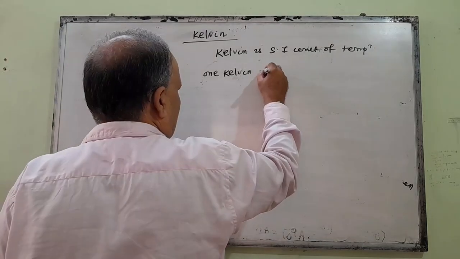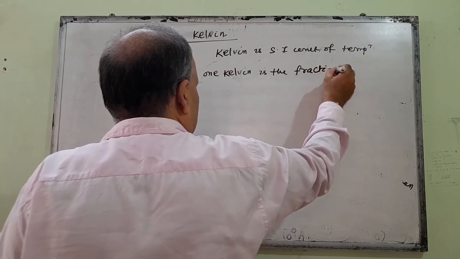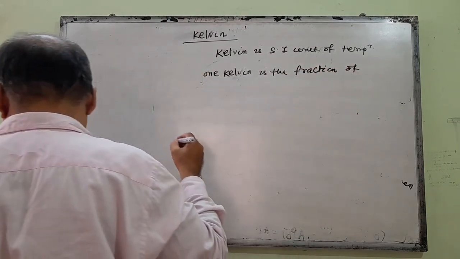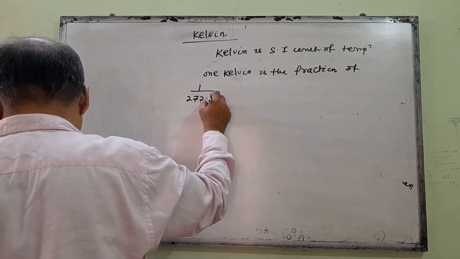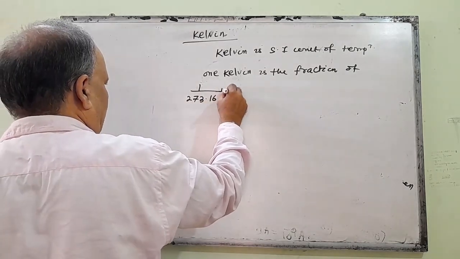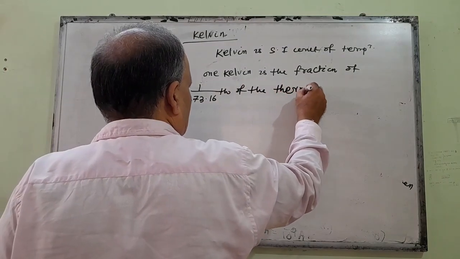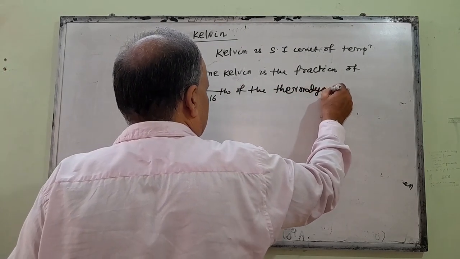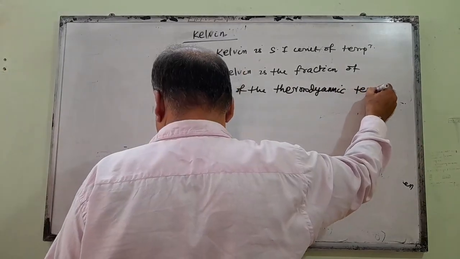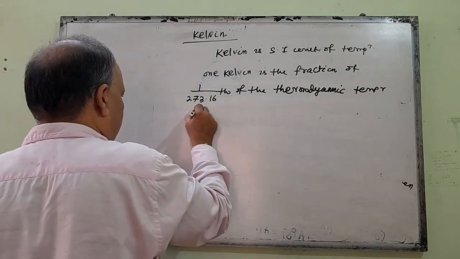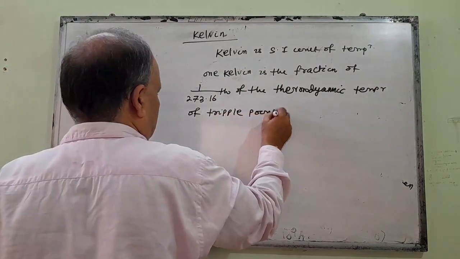is the fraction 1 by 273.16 of the thermodynamic temperature of the triple point of water.